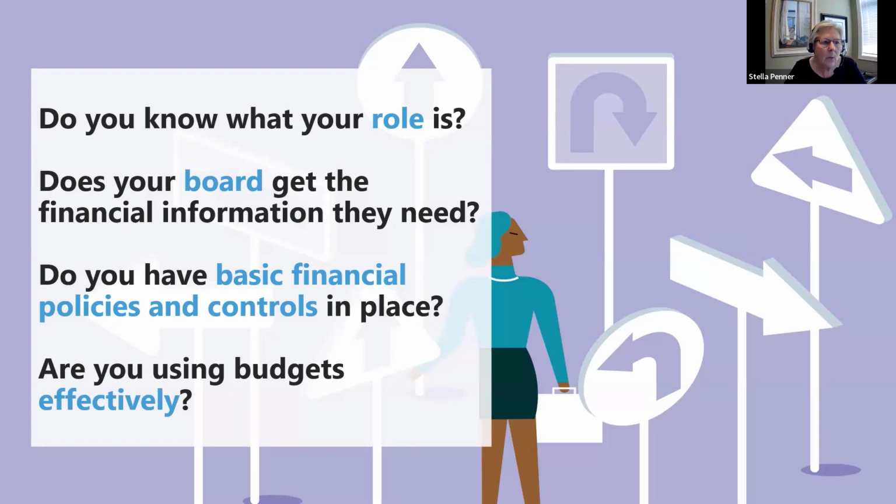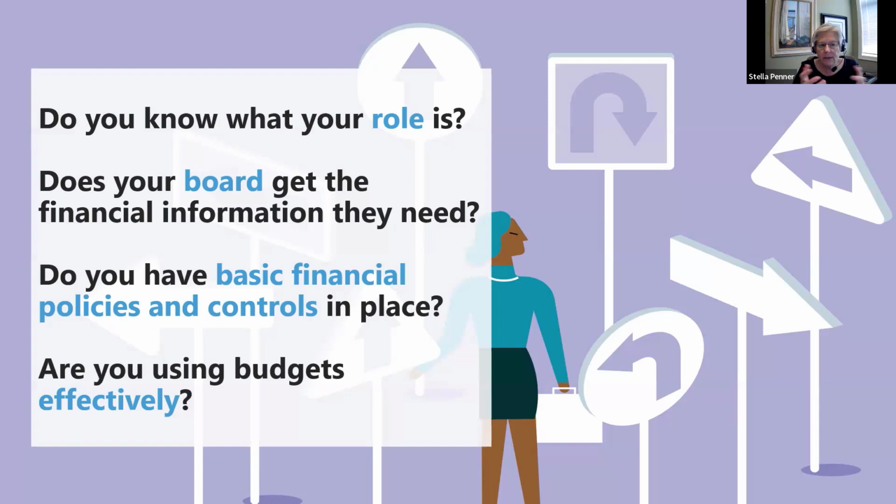So just to recap where we've been, do you know what your role is? I talked about the board, the treasurer or audit committee, finance committee, and the accountant or bookkeeper. If you know, do you have a job description? Do you know what the other people in the process are expecting of you? What are they entitled to expect of you? And what are you entitled to expect of them? So understanding roles and responsibilities is important. I recommend job descriptions for each role in the organization.